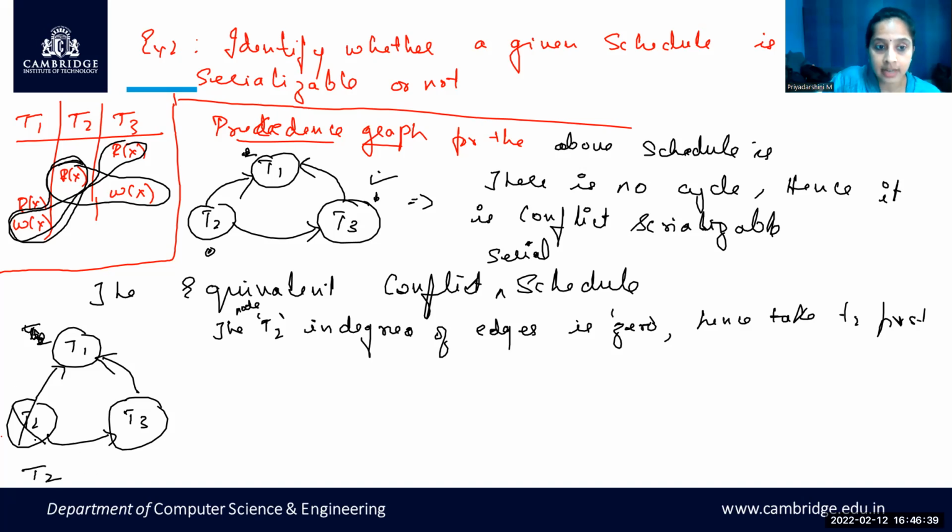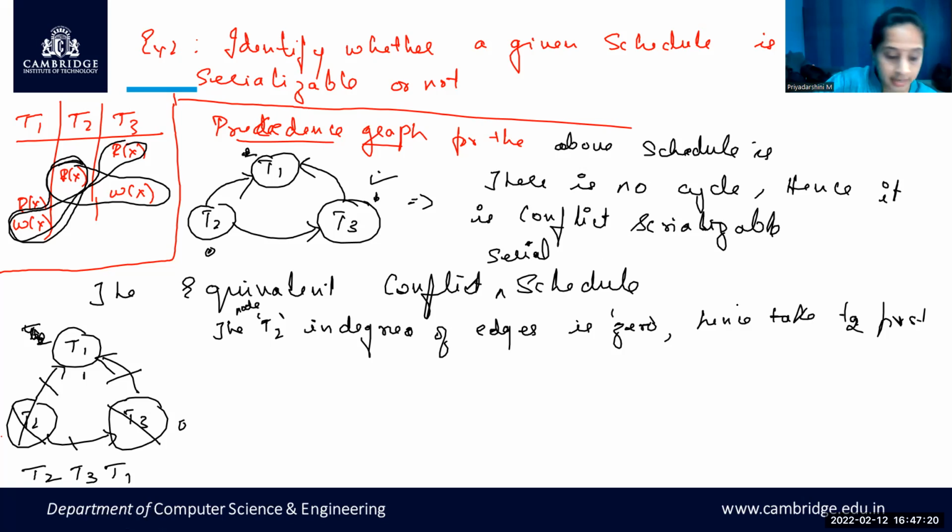Now that I have taken T2 first, cancel T2. Once you cancel T2, cancel the respective outgoing edges of T2, because we have removed T2. Then you check what is the in degree remaining. After cancelling these two edges, T1's in degree is how much? 1. T3's in degree is 0. Now the next order comes to T3. Cancel T3, cancel the edges, next T1. So the serial order is T2, T3, T1.